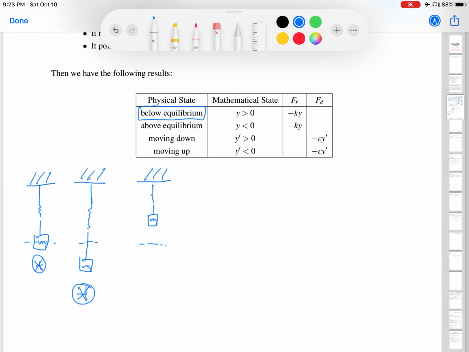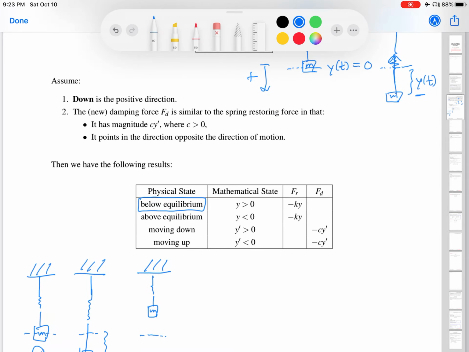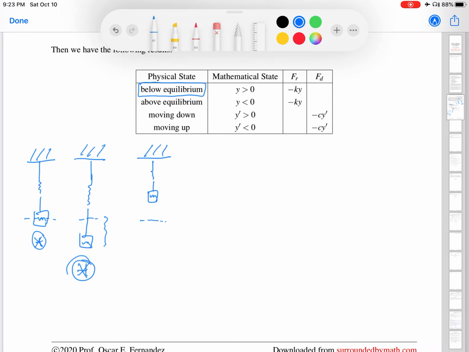Corresponding to this state of the system? Well, the mass is below equilibrium. If I go up to my assumptions, down is the positive direction, and I'm assuming that y is the vertical displacement. So in this below-equilibrium state, this is y of t, and because down is positive, that means y is positive. Great. And I'm thinking only about above or below equilibrium for now.